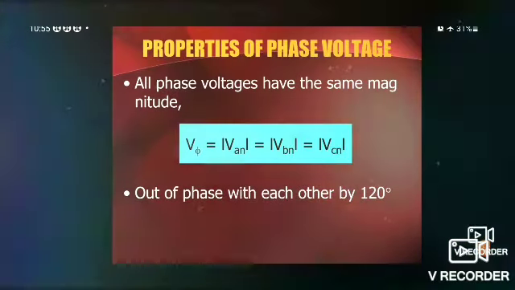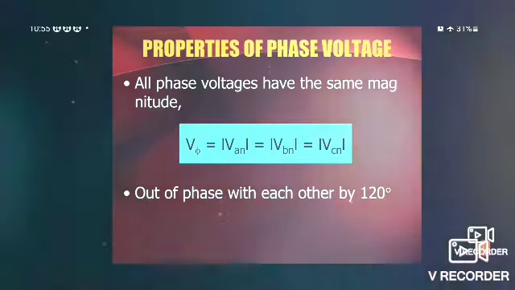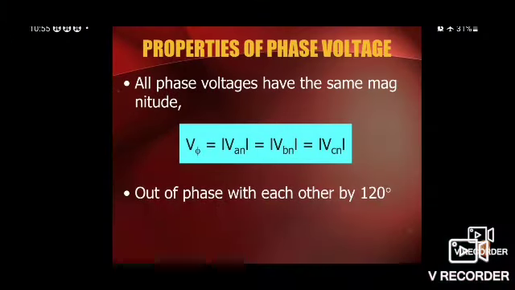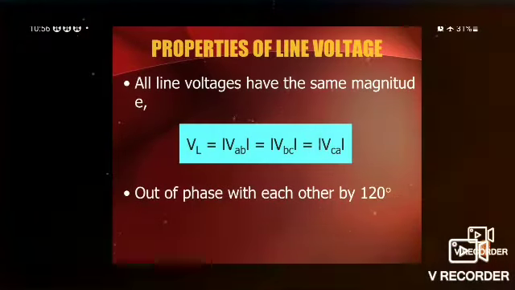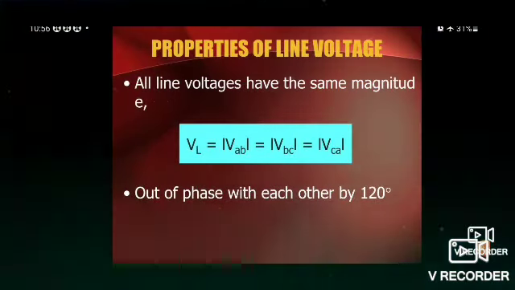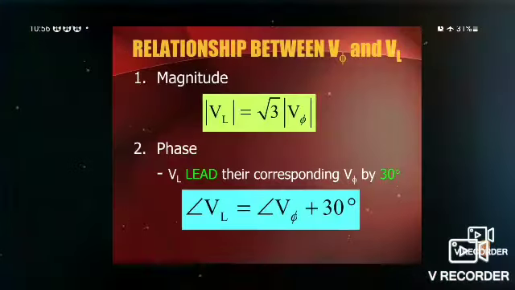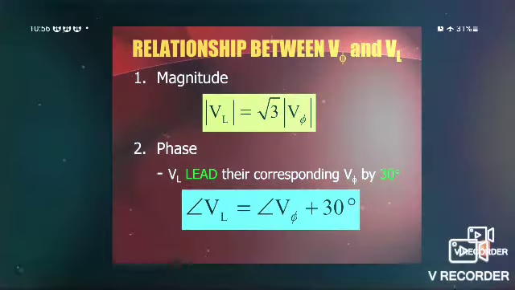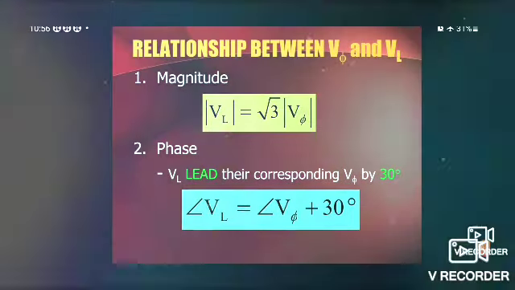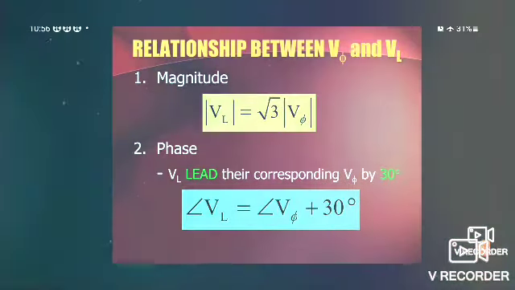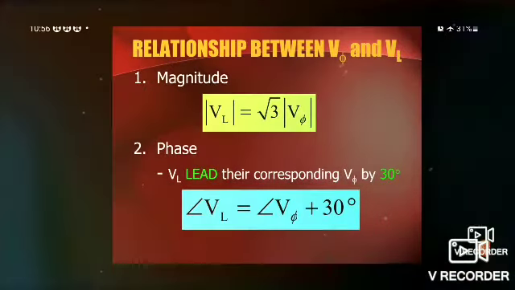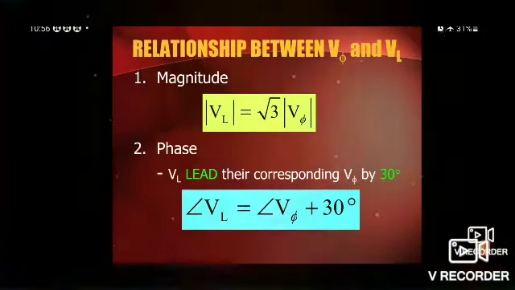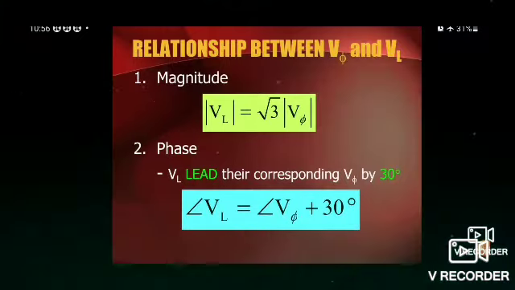So all phase voltages have the same magnitude but are out of phase with each other by 120 degrees. All line voltages also have the same magnitude, out of phase with each other by 120 degrees. Therefore, VL equals root 3 V phase. It is the formula you have to memorize. It will be used for solving problems. And VL leads the corresponding V phase by 30 degrees. Therefore, the angle of VL equals the angle of V phase plus 30 degrees.